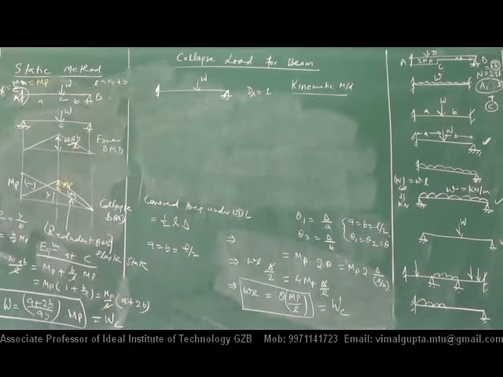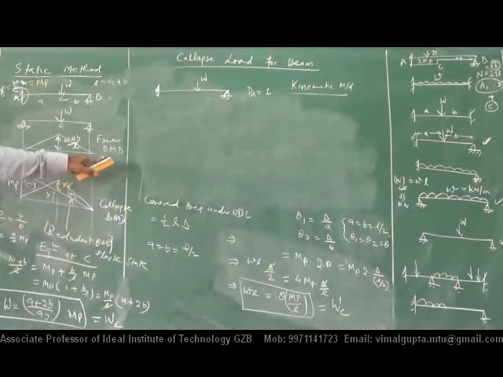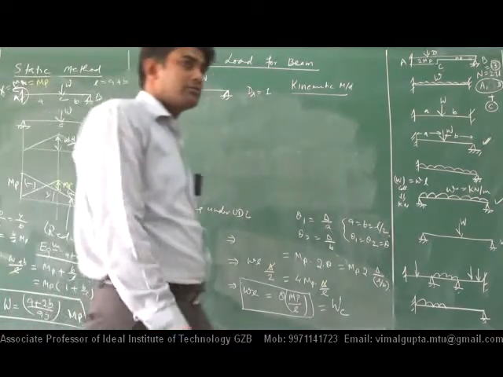Clear to everybody? Clear to everybody how the static method should be used? This is the procedure for how you have to make the calculations: how you have to make the collapse BMD, how you will have to make the free BMD. These two diagrams are required.